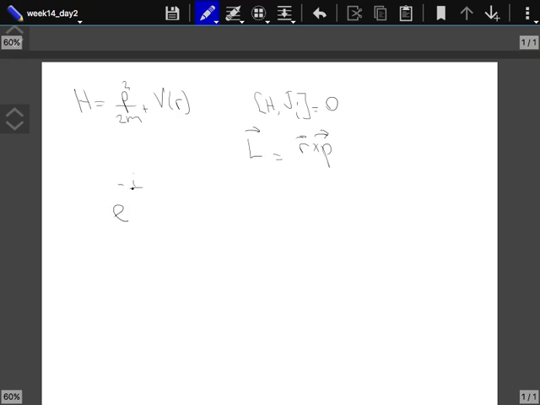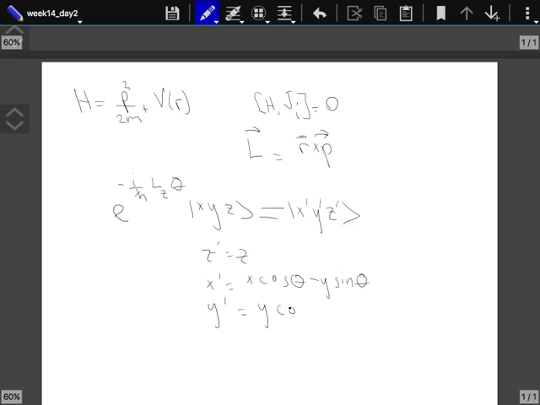Under rotations, for example, around the z-axis by an angle theta, x, y, and z just become x prime, y prime, and z prime, where z prime is z, x prime is x cosine theta minus y sine theta, and y prime is y cosine theta plus x sine theta. So this operator only rotates the coordinates basically.